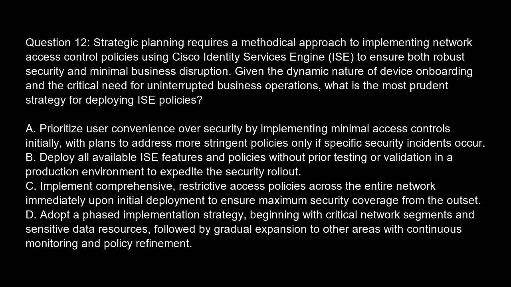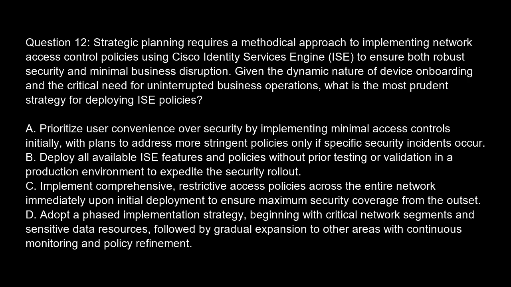Option A. Prioritize user convenience over security by implementing minimal access controls initially, with plans to address more stringent policies only if specific security incidents occur. Option B. Deploy all available ISE features and policies without prior testing or validation in a production environment to expedite the security rollout.